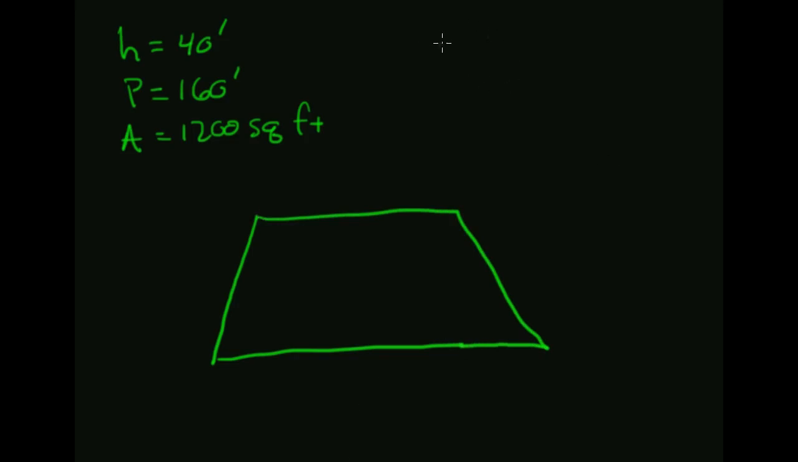So the idea here is that we're going to add up all the sides and get 160, and we're going to use the area formula: if I take the sum of the bases and divide by 2 and multiply that by the height, I'm going to get 1,200.